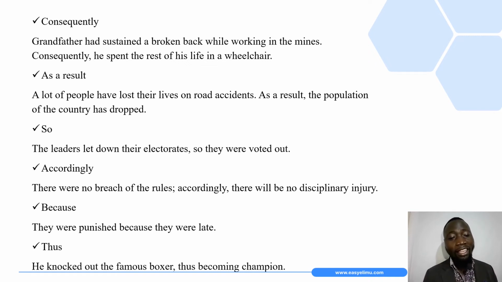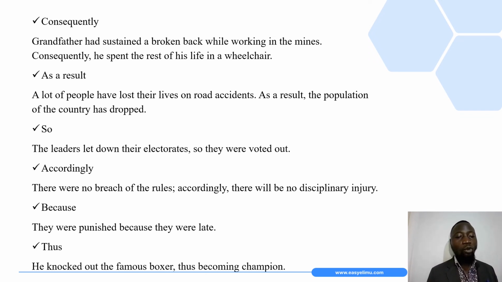The next one that I have been using a lot throughout the session is so. This is also used to specify consequence, cause, and effect. An example in a sentence is: the leaders let down their electorates, so they were voted out. The reason why the leaders were voted out is because they did not perform. They did not do what was expected of them by their electorate.